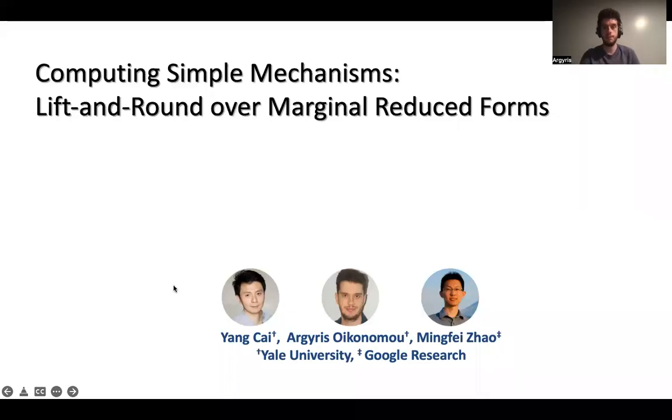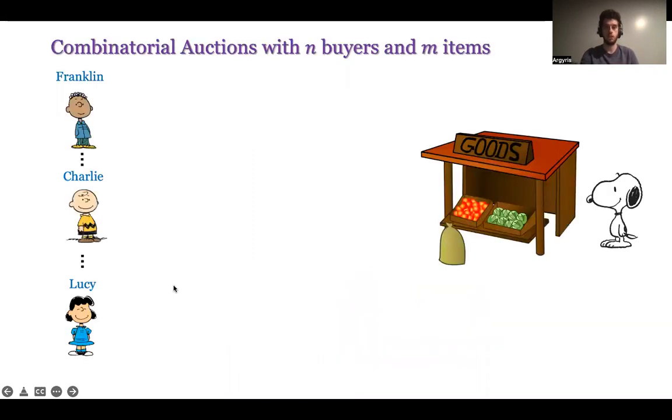Hi everyone, my name is Argyris Oikonomou, and this is a talk about computing simple mechanisms left and right over marginal reduced forms. This is joint work with my advisor, Yang Cai, and Mingfei Zhao, who is now at Google Research. The focus of this talk will be on combinatorial auctions.